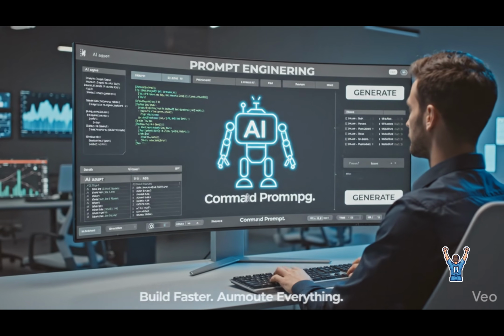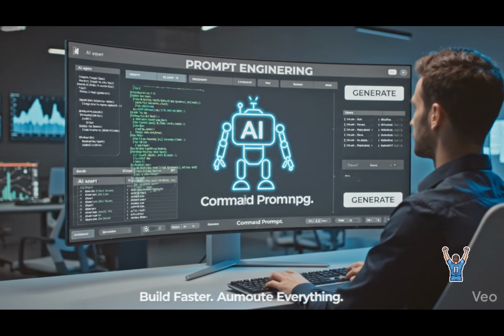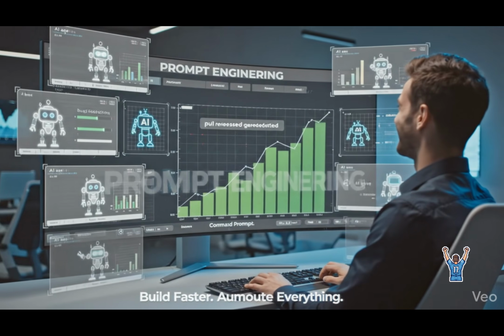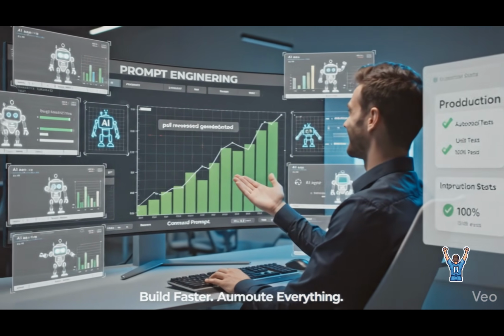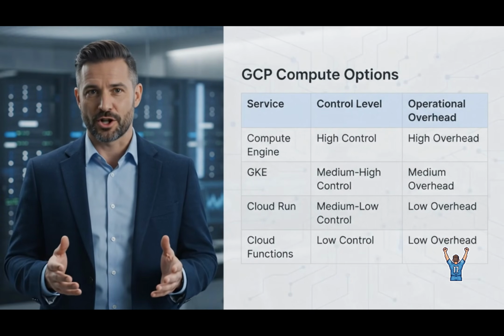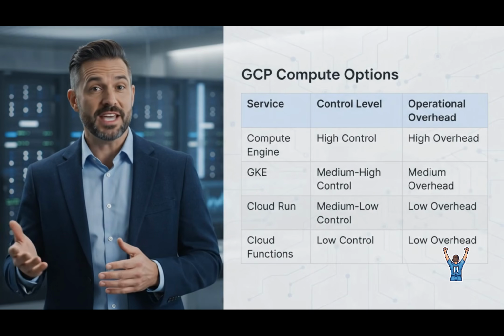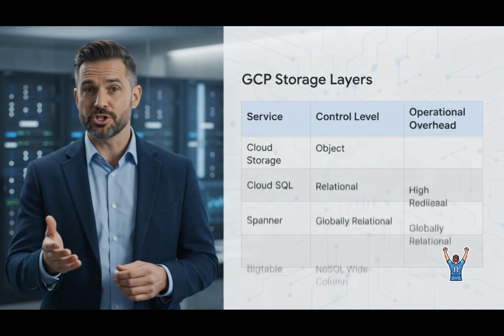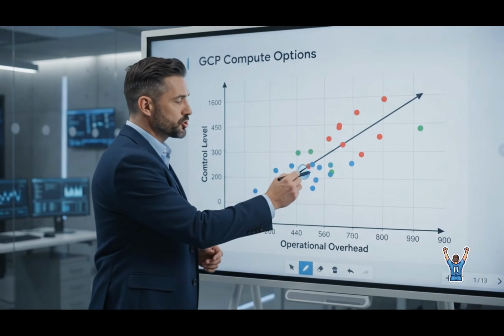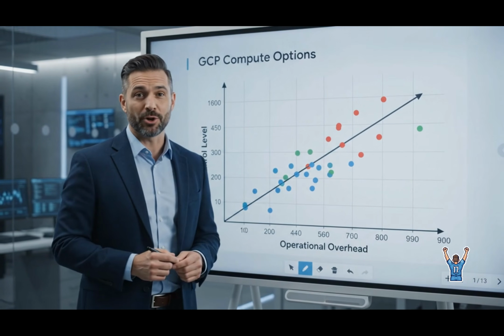It can handle bugs, features, and tasks, saving hours of development time. Let's decode GCP's core infrastructure. Compute ranges from VMs to serverless, for storage between object, relational, or NoSQL. More control always means more operational overhead.